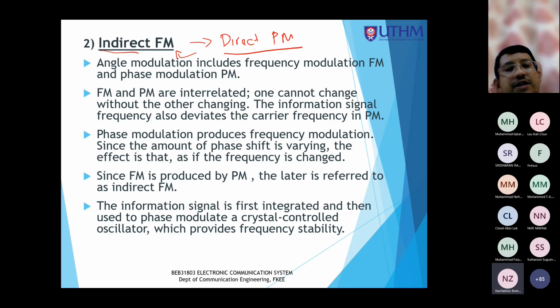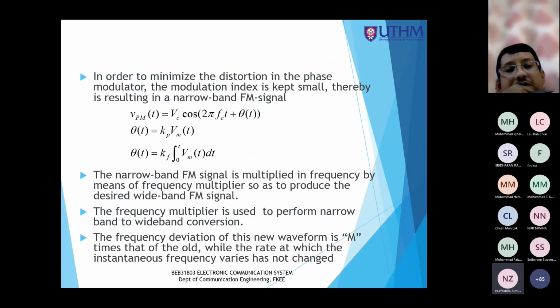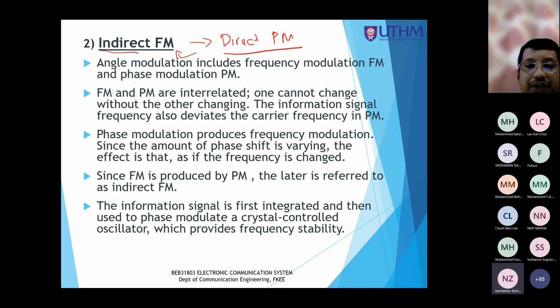So in the indirect FM, what you will produce is actually narrowband FM. Okay, so how do we do this? First we need to integrate the input signal with the oscillator, and then this will produce the narrowband FM. So you see here, the word integrate means that we do the integral process of theta prime t dt.